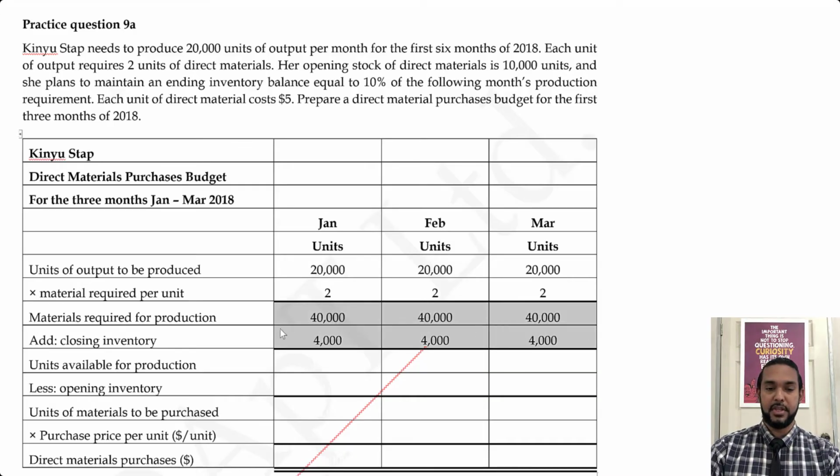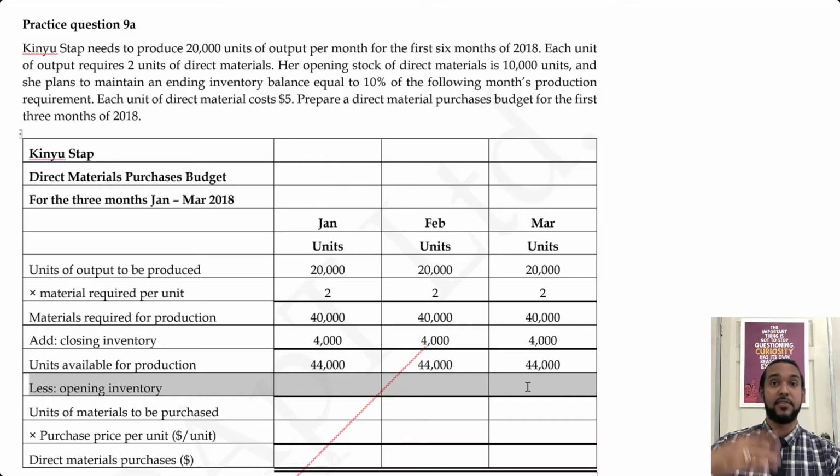And what do we do with the materials required for production and the closing stock? We add them to find out how much we need to be available in total. And 40 plus 4 will give us 44. And what do we do from here now? Well, we have to subtract the opening inventory. So if we know how many units we need on hand, and we have some opening stock, we can subtract the opening stock from how much we need to find out how much we have to buy.